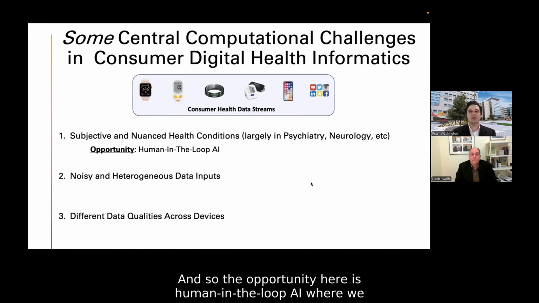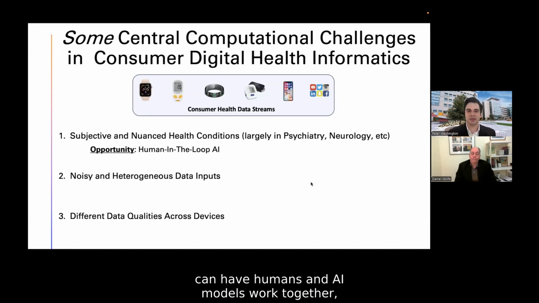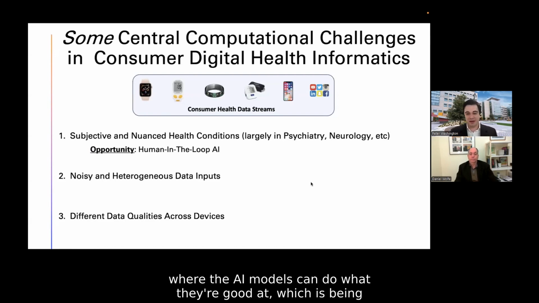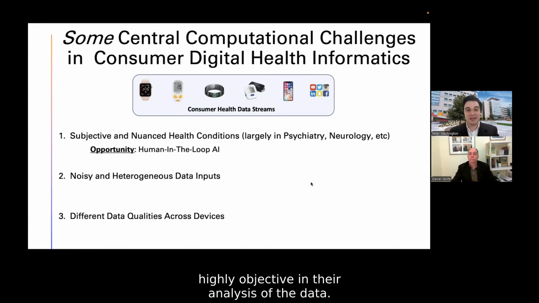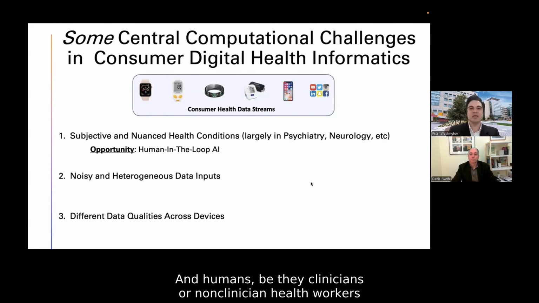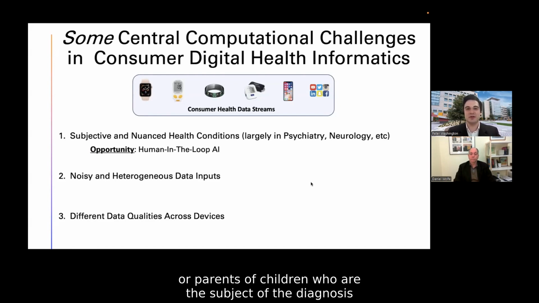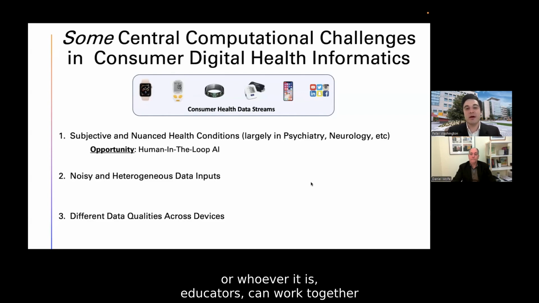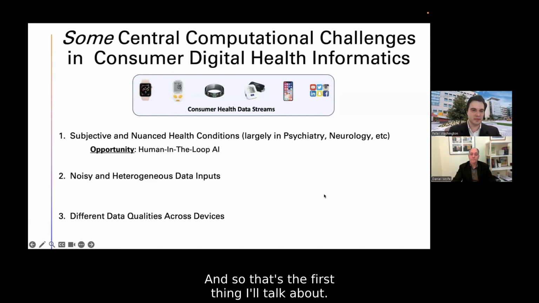And so the opportunity here is human in the loop AI, where we can have humans and AI models work together, where the AI models can do what they're good at, which is being highly objective in their analysis of the data. And humans, be they clinicians or non-clinician health workers or parents of children who are the subject of the diagnosis, or whoever it is, educators, can work together with an AI model in a synergistic manner. And so that's the first thing I'll talk about.